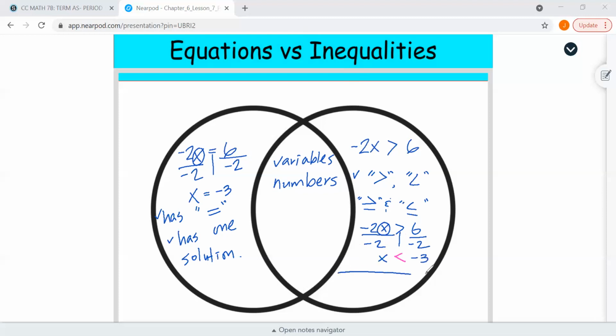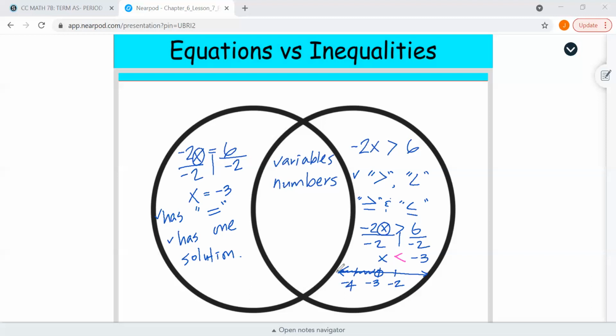Since an inequality has more than one answer, we call it a solution set. You have to show the solution set on a number line. So we can start at negative 4. The right side of negative 3 is negative 2 here, and negative 4 on the left. Start at negative 3, and it doesn't have an equal sign, so it's an open circle. X is less than negative 3. So less means the left side of negative 3. And here negative 4 is obviously less than negative 3.